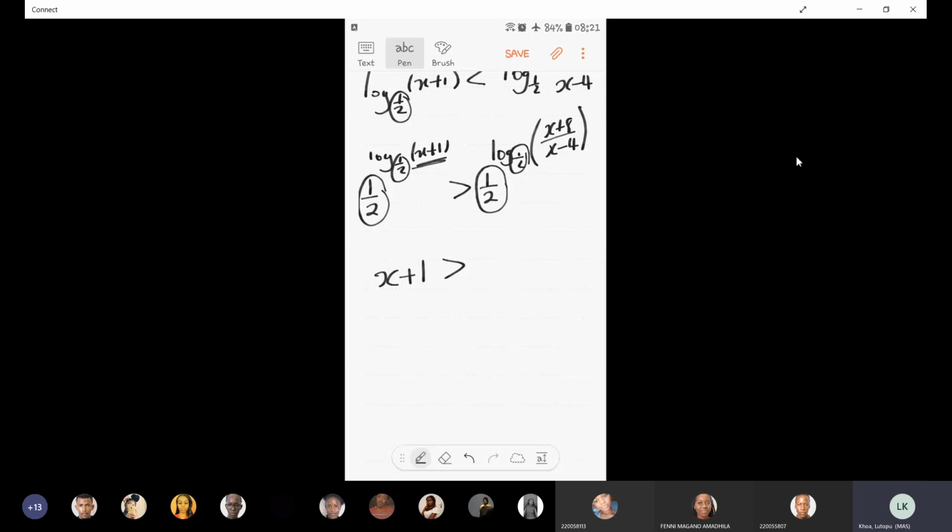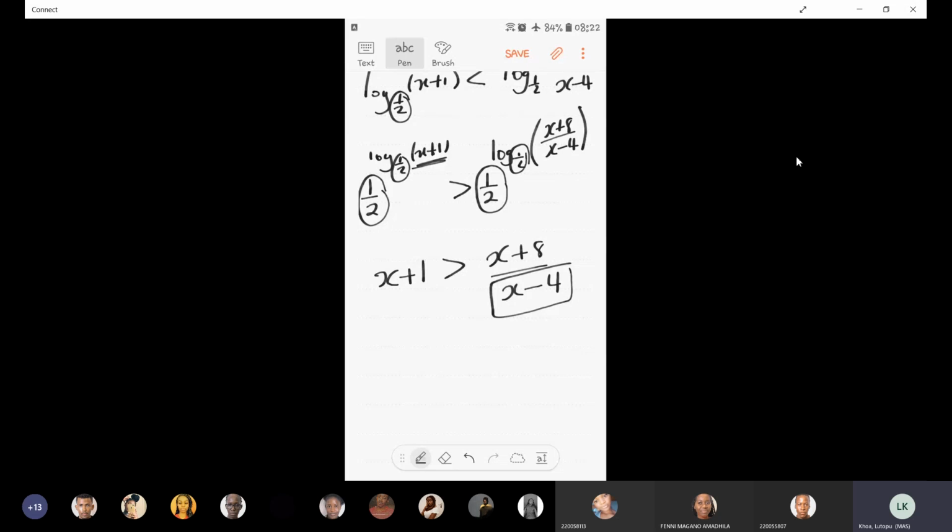So what I have left is the argument. Okay, so now here what I will do is I will multiply both sides by x minus 4. Now we know that when we multiply by any number on both sides of the inequality, the sign may or may not change direction. Now in this case, we don't know what x is, but I know that x minus 4 is positive.